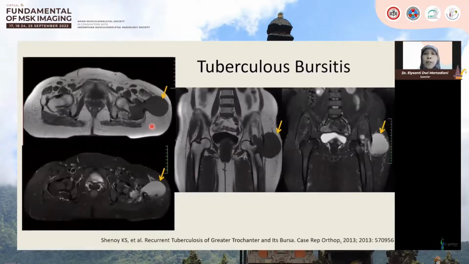This case is about tuberculous bursitis of the bursa surrounding the greater trochanter of the left femur. We can see that there is fluid collection around the bursae and also debris within the fluid collection.